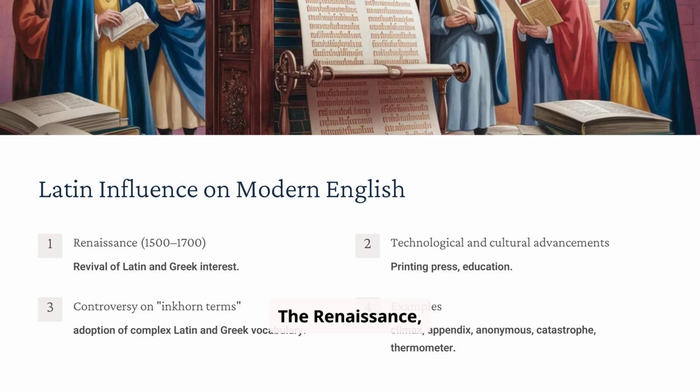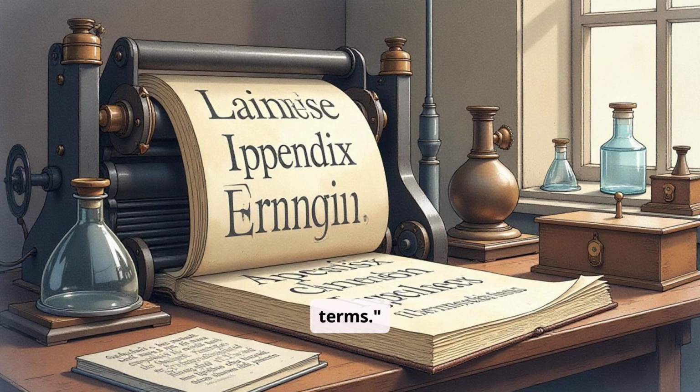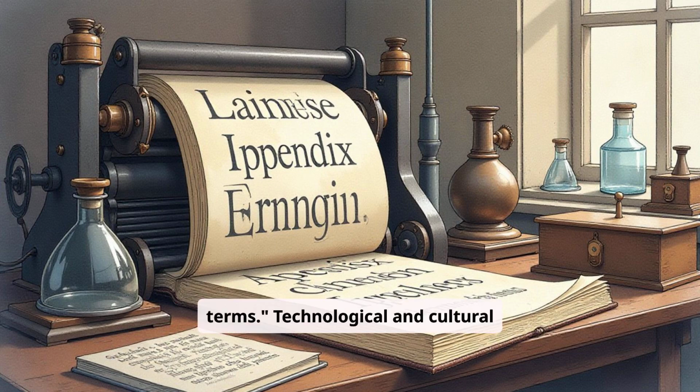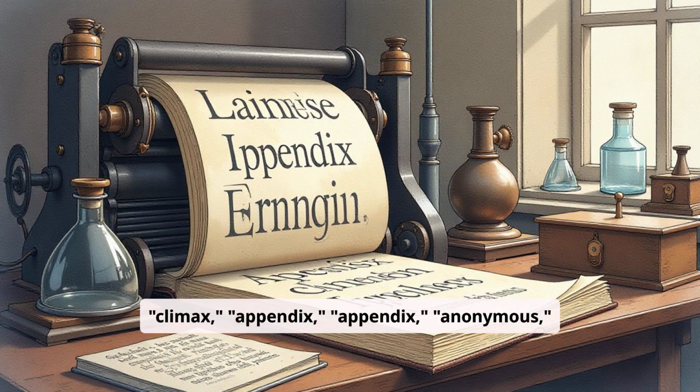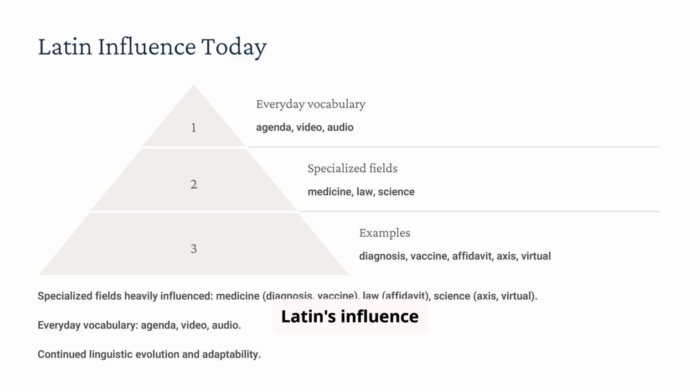The Renaissance, from 1500 to 1700, witnessed a revival of interest in Latin and Greek, further enriching the English language. This period saw the adoption of complex Latin and Greek vocabulary, sometimes controversially referred to as Inkhorn terms. Technological and cultural advancements, such as the printing press, facilitated this linguistic influx, giving us words like climax, appendix, anonymous, catastrophe, and thermometer.